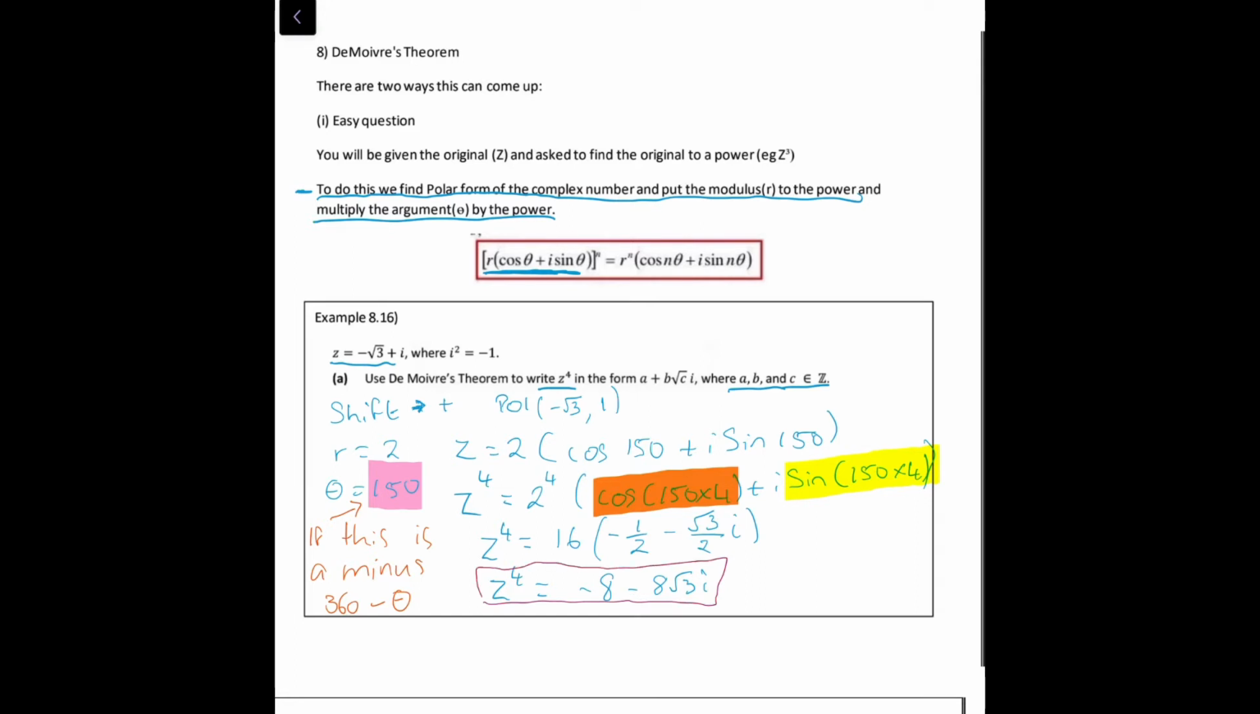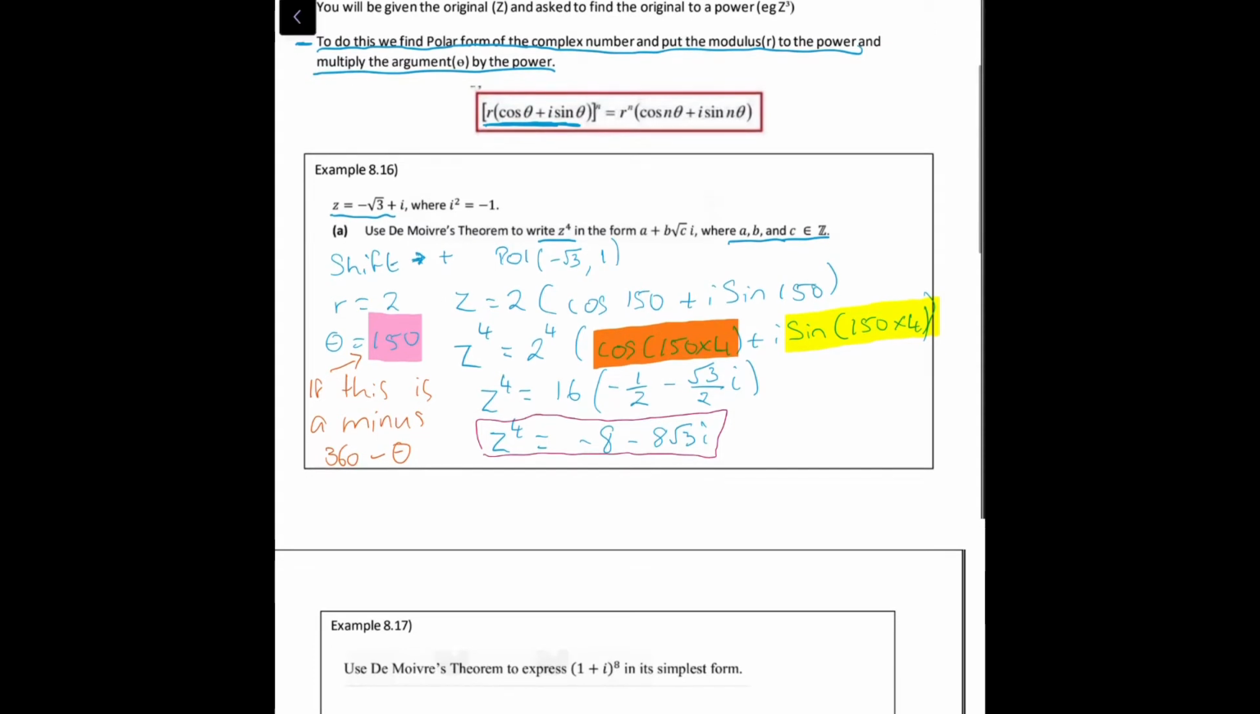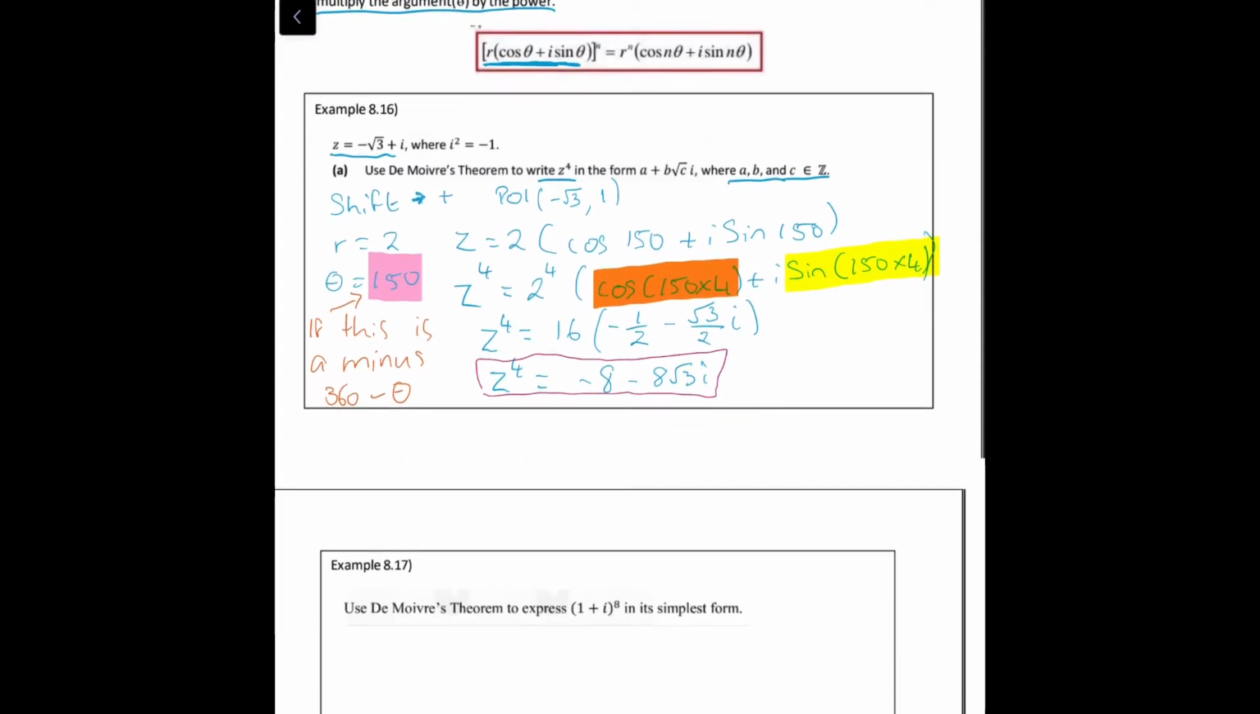So that's the first question finished. If you'd like to take a go now of the second question, this 8.17, you can pause the video and I'm going to go through that answer now.